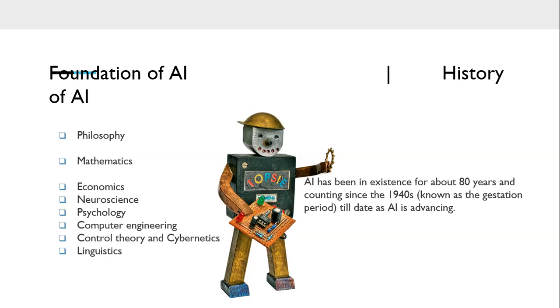For psychology, it's the study of how humans and animals think, act and interact, for AI learning. We have computer engineering, which focuses on building the systems. And control and cybernetics is how artifacts can operate under their own control.